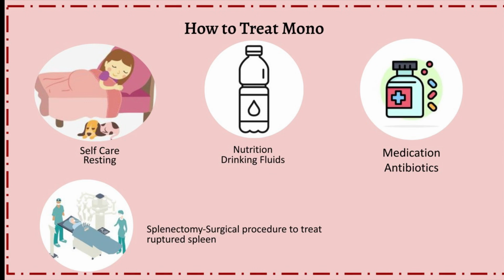Lastly, you have a splenectomy, which is a surgical procedure to treat ruptured spleens. It's the removal of a spleen after injury or infection. Since getting a ruptured spleen because of mono is less likely, using splenectomy to treat mono is most likely an uncommon use as well.